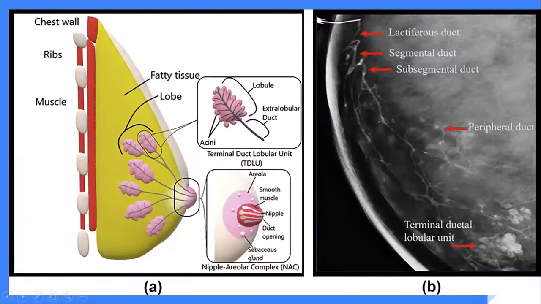This is basically the ductal arrangement of the breast. There is a terminal ductal lobular unit, peripheral ducts, then subsegmental ducts, segmental ducts, which open into the lactiferous ducts. And there is a structural arrangement of the nipple areola complex. Next.